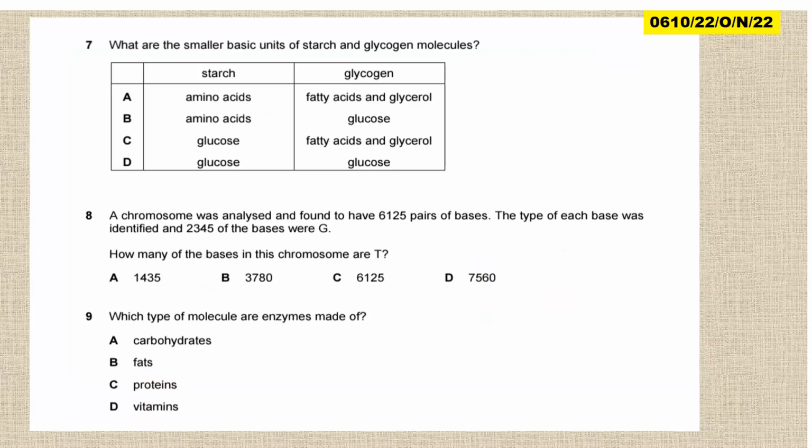This is paper 2, variant 2, October-November 2022. What is the smallest basic unit of starch and glycogen? So this one is the one that we are answering. So the answer is D.